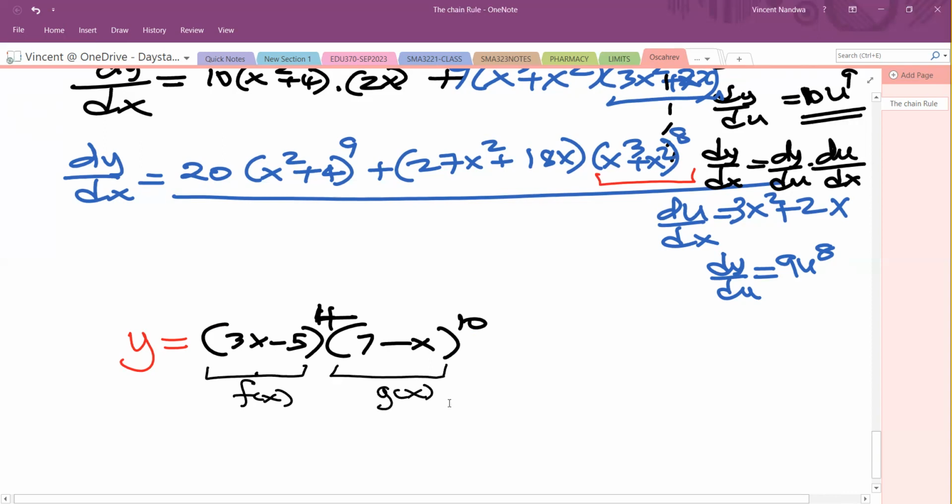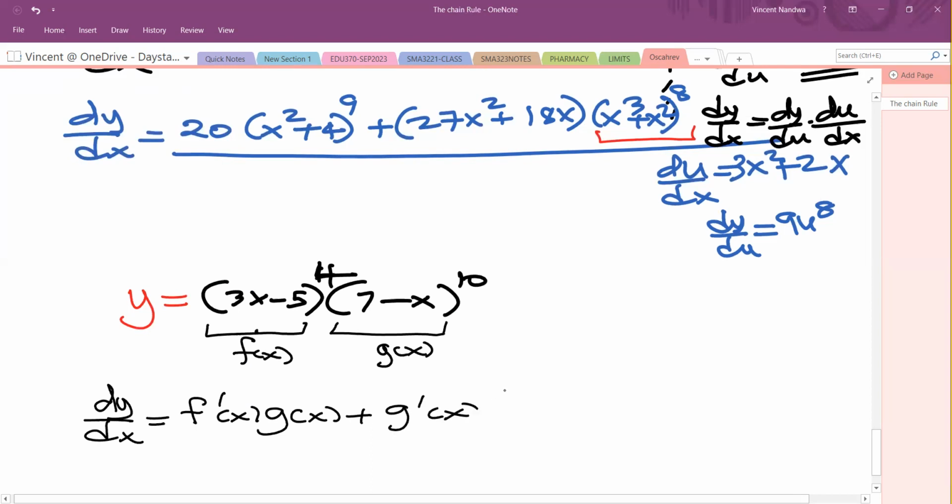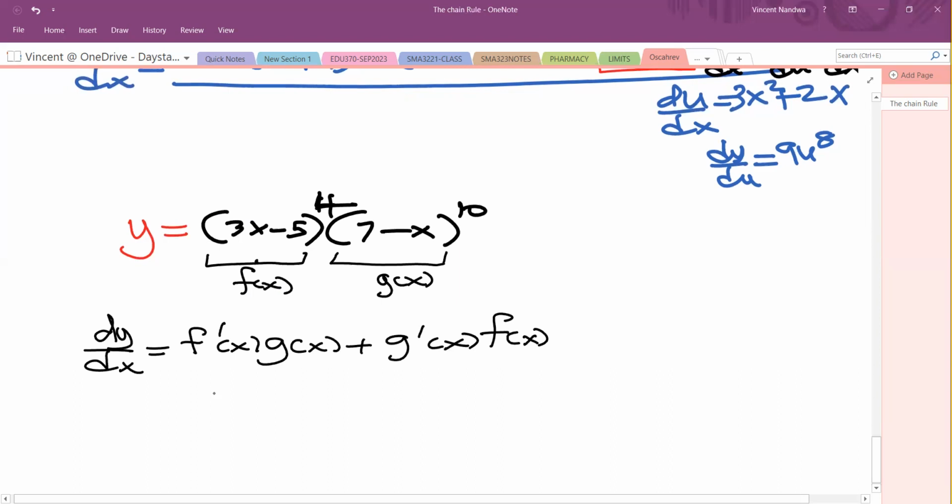Which means that when you have a product of f and g, we use the product rule. So you say dy dx is given by f prime of x times g of x plus g prime of x times f of x. Good. So then the question will be, how do we define f prime of x? Which rule do we use?